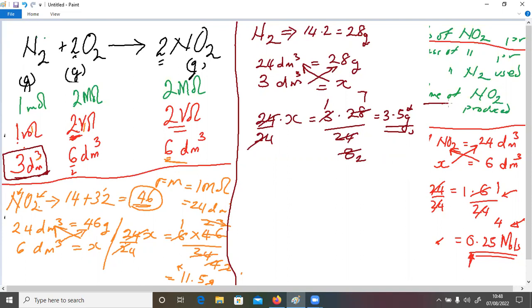Now, volume of nitrogen dioxide produced. This one I think we already found it. It was right. Okay.